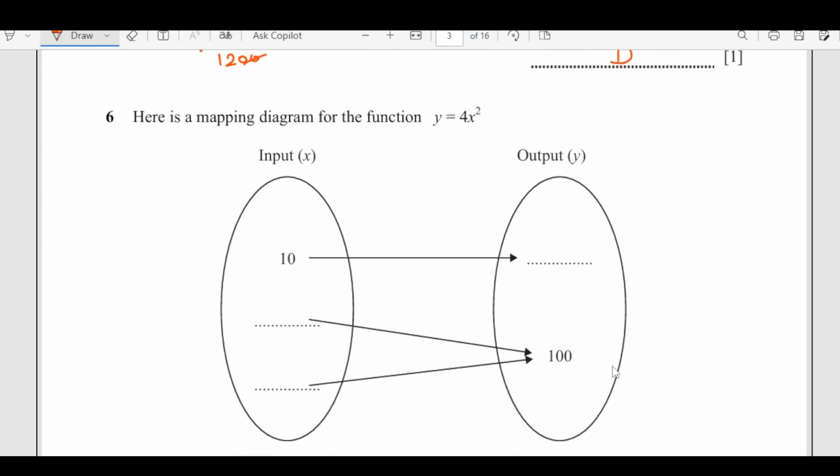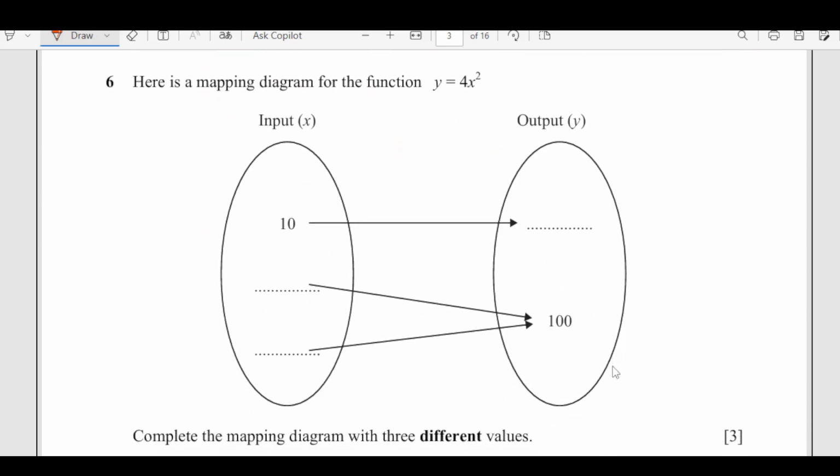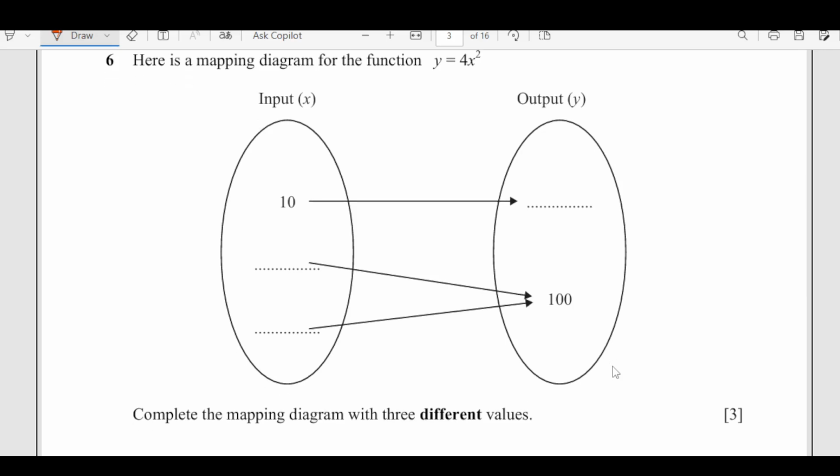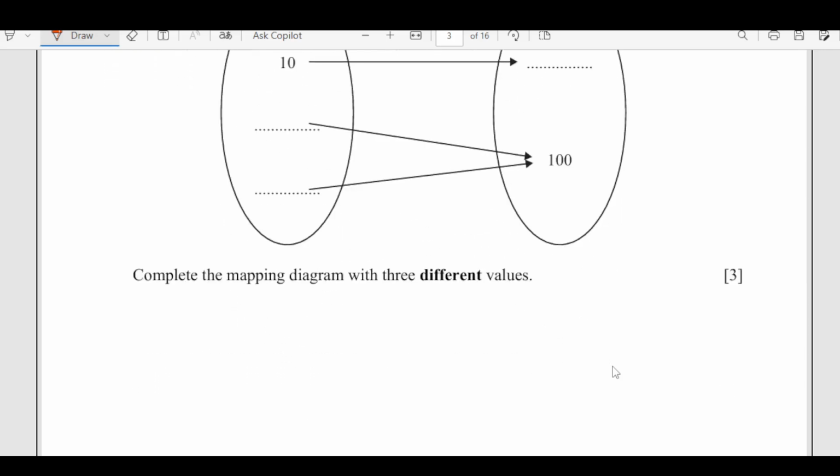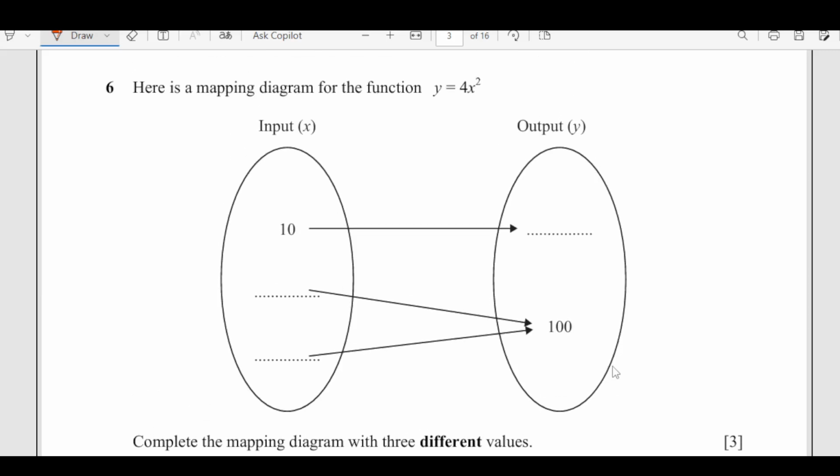Now, number 6, here is a mapping diagram for a function y equals 4x squared. We have input on this side, and output on this side. Complete the mapping with 3 different values, right. Okay, so, the function here we have is y equals 4x squared, right. So, this is the y value after substituting x. Once we put x here, 4 times 10 squared, 10 squared is 100, 100 times 4 is 400.